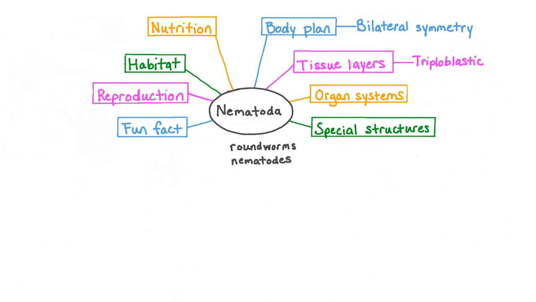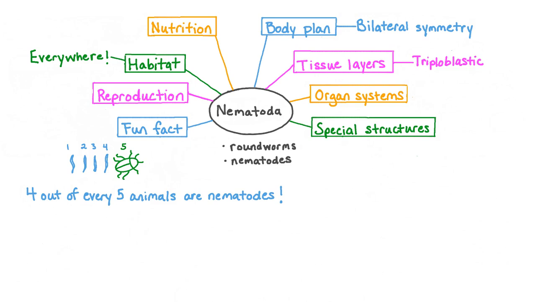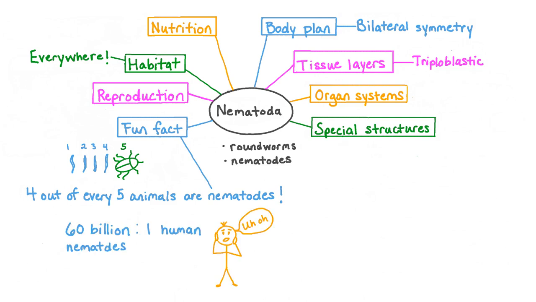The second worm phyla we will cover is Nematoda, referred to as nematodes or roundworms. They are found in every possible terrestrial or aquatic habitat, from the poles to the tropics, including several kilometers underground. They are so abundant that scientists estimate 4 out of every 5 animals on Earth is a nematode. And a research paper published in 2019 estimated that there are 60 billion nematodes for every 1 human.